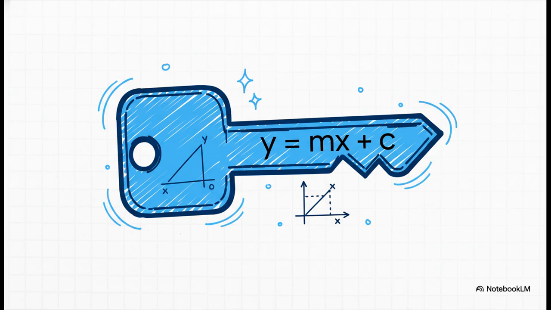Okay, so this right here is our master key for pretty much any straight line graph problem, y equals mx plus c. For the first part of our mission, all we need to do is figure out two things. M, which is the gradient, how steep the line is, and c, which is the y-intercept. That's just the spot where the line crosses the vertical y-axis.